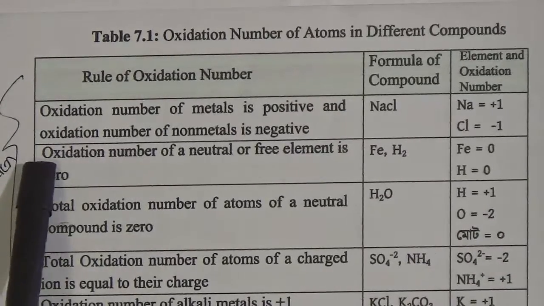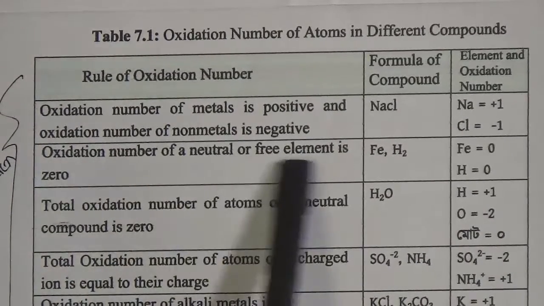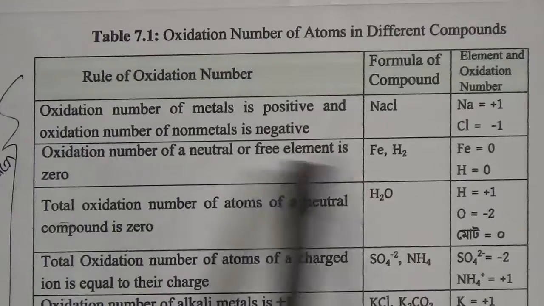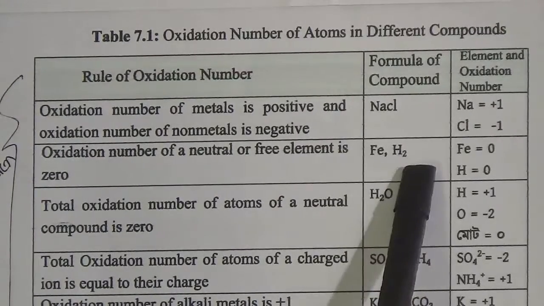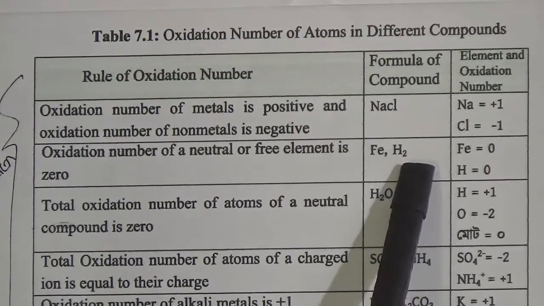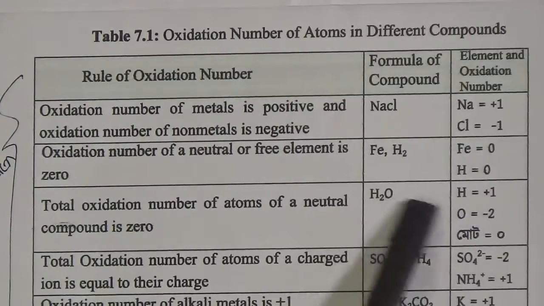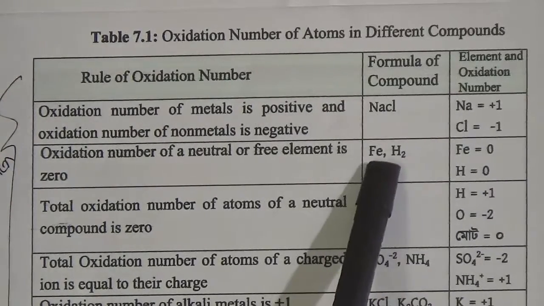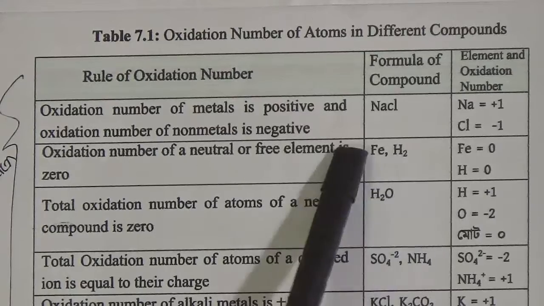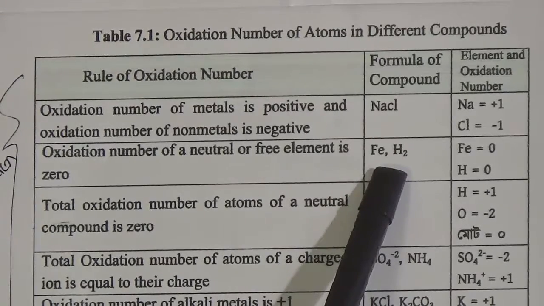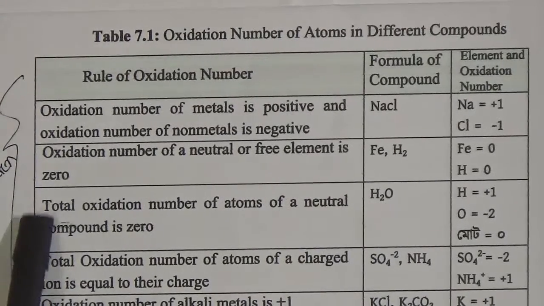Now come to the next: the oxidation number of a neutral or free element is 0, like ferrous, sodium, magnesium, hydrogen gas, nitrogen gas, chlorine gas; all of these are 0. Elements that are neutral or free elements or molecules have oxidation number 0. Now come to the next one.